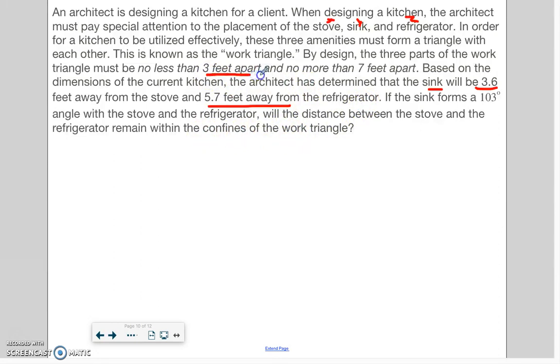So again, our confinements are right here. They're no more than 7 feet apart. So 3 parts of the triangle must be no less than 3 feet and no more than 7 feet. So let's just draw a picture here. So we're going to say the X is the stove.